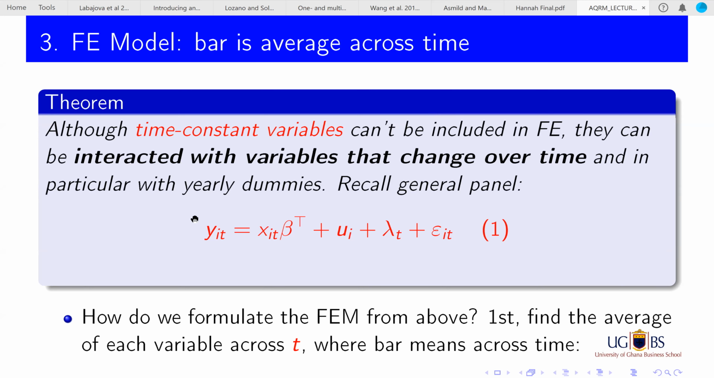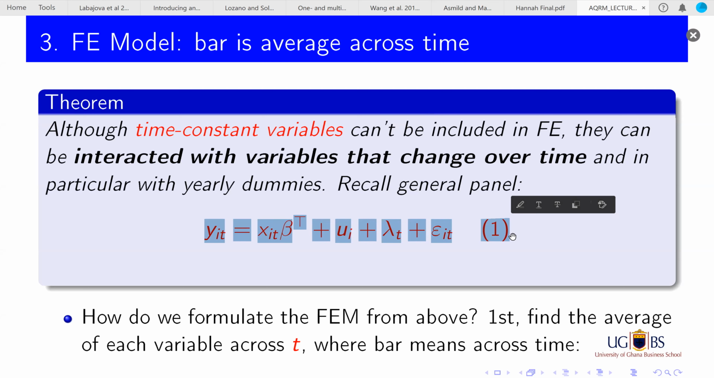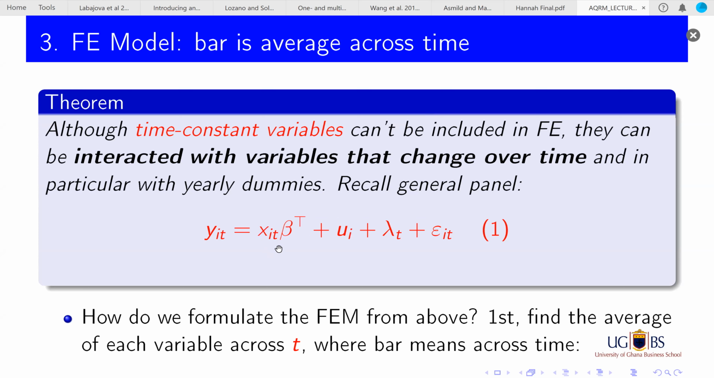So let's remind ourselves of the general panel model. That's the general panel model. We know that the dependent variable is Y, the regressors are XIT, there are many of them. The unobserved heterogeneity is the UI. The time dummy is lambda T, and the idiosyncratic noise is epsilon. If somebody is talking about panel data and they don't mention these three items, the composite error term, critique the work. So how do we formulate the fixed effect model using the general approach?